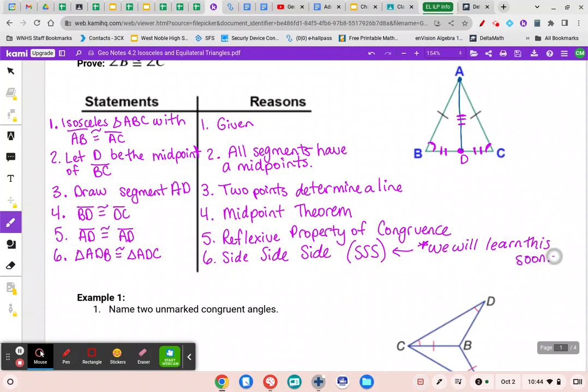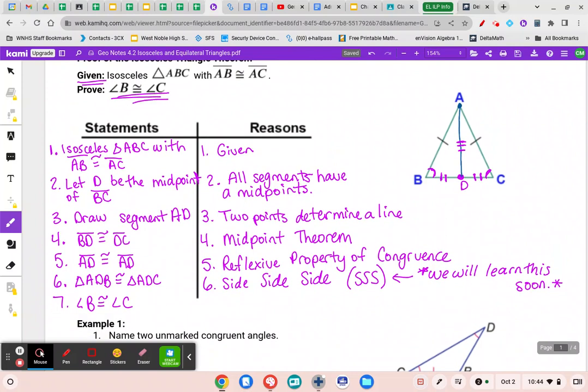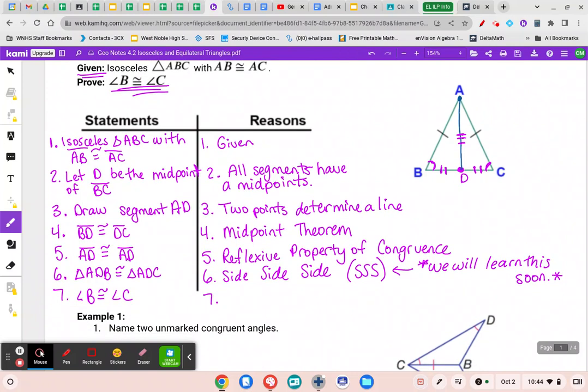Okay, this is a little bit out of order. It's okay. Don't freak out. Our last step here, another one that's new. We'll get to it. This is that angle B is congruent to angle C, which is what we were trying to prove up here. And this is by something called CPCTC. Once again, we will learn this soon, okay?